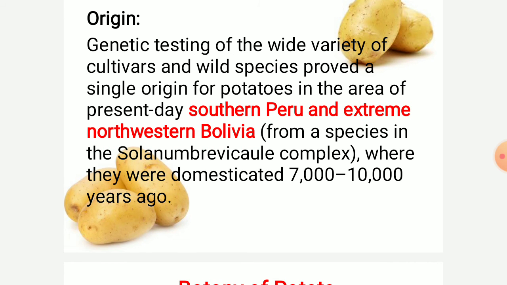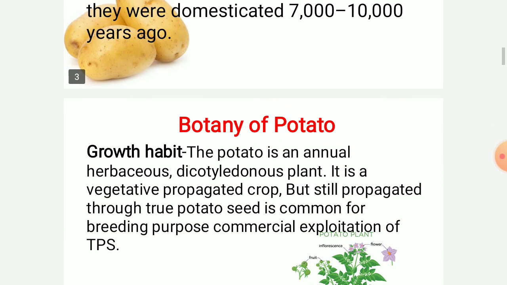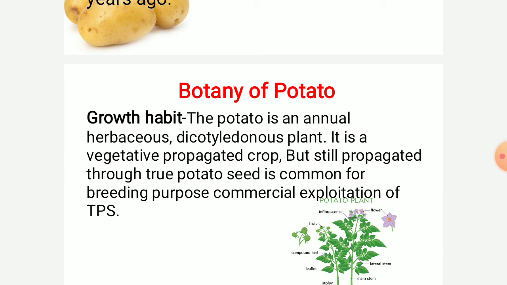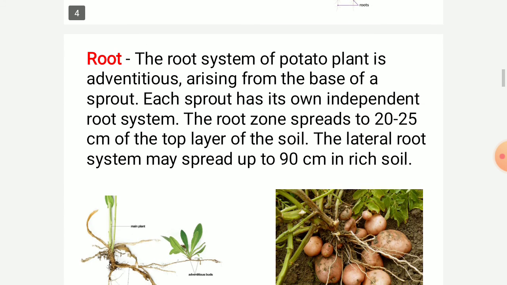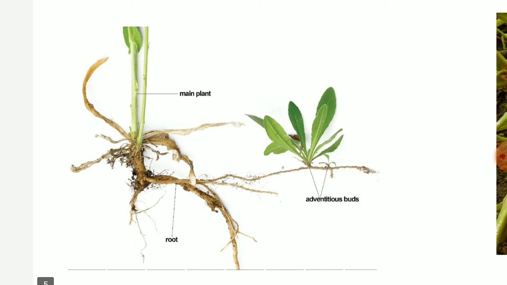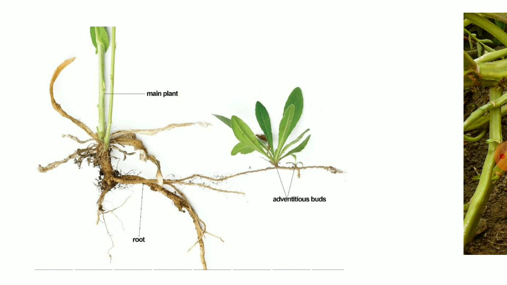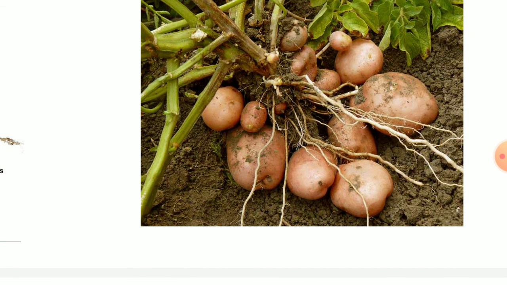Now coming to the next point, that is botany of potato. So first heading is growth habit. Potato is an annual herbaceous and dicotyledonous plant. The propagation of potato is done through tubers and true potato seed, but for commercial purpose its propagation is done through tubers only. Then next point is root. The root system found in potato is adventitious root, which is shown in figure. Main plant, adventitious bud, root, then adventitious root in these pictures.